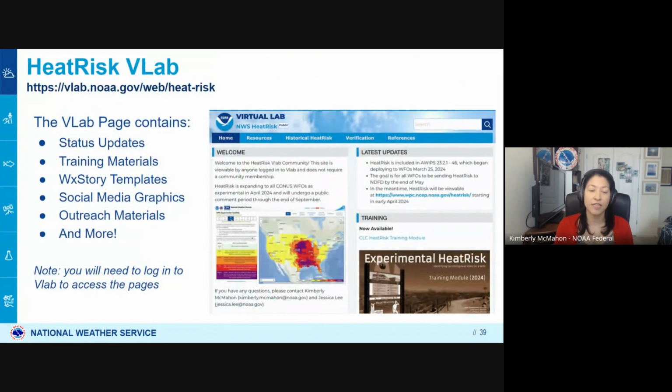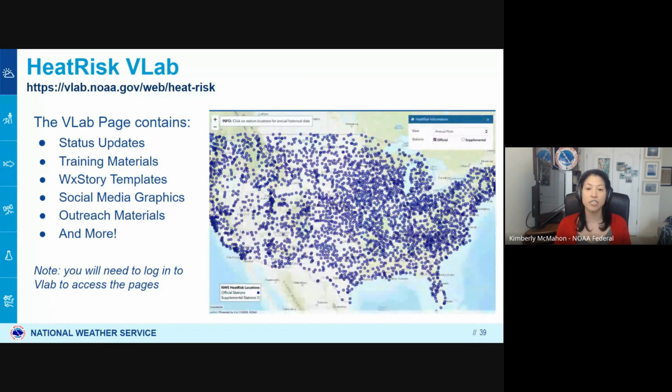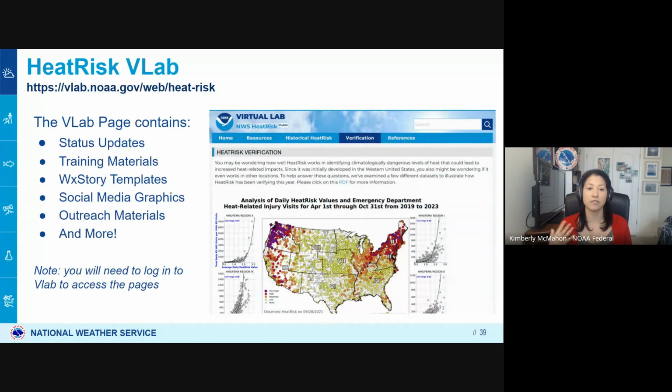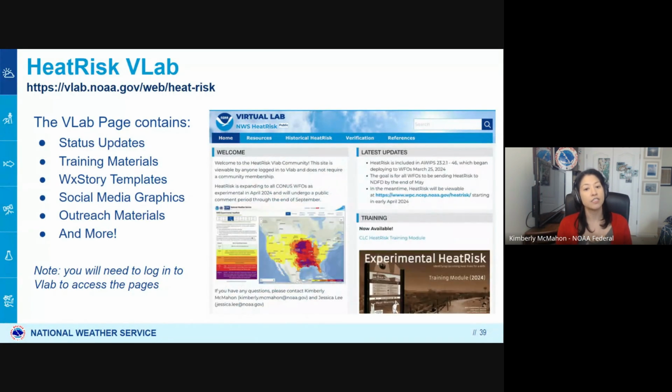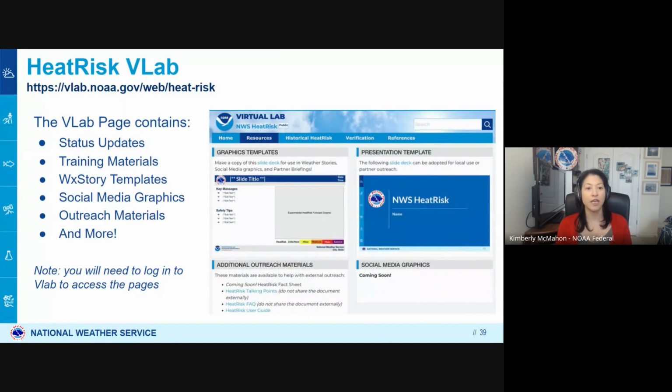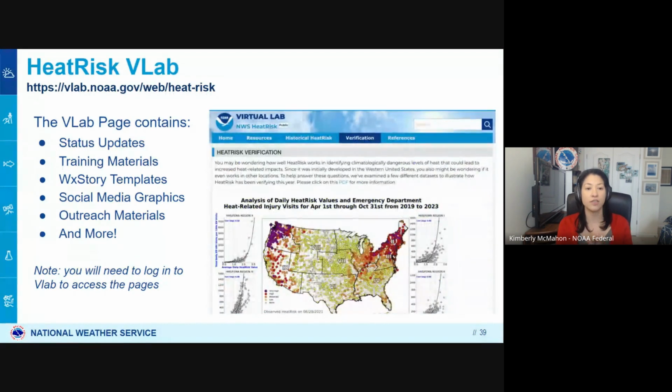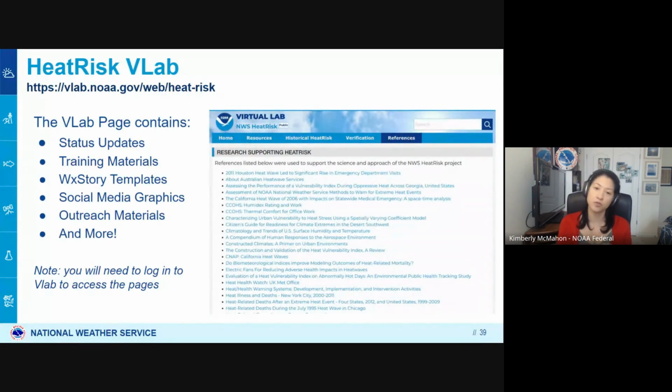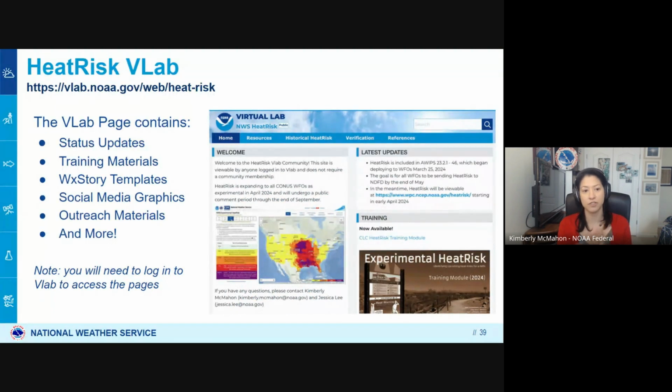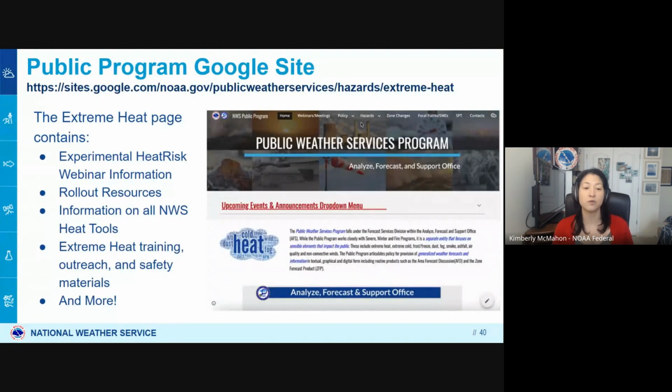There's a heat risk VLab site that has a wealth of information. You'll be able to access the plots in the historical website, along with additional information about heat risk itself. And in addition, the VLab site contains training materials, weather story templates, outreach materials, and we have a Google site.